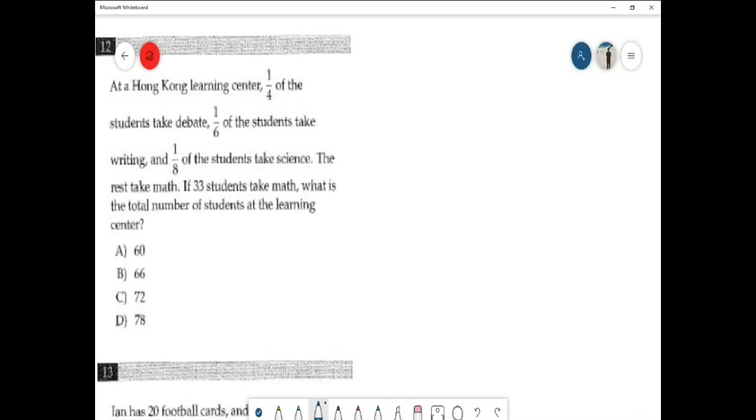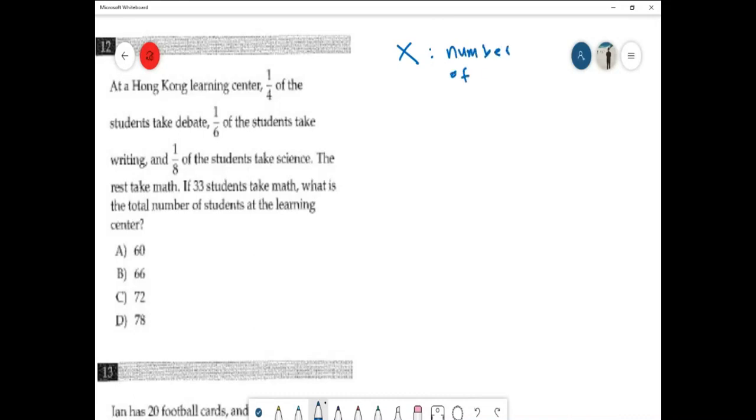So question number 12 is about sets, I think. But we are not familiar with sets. That's why we are not going to solve this with the sets formula. Question number 12. At the Hong Kong Learning Center, one-fourth of the students take debate, 1/6 of the students take writing, and 1/8 of the students take science. The rest take math. If 33 students take math, what is the total number of students at the learning center?